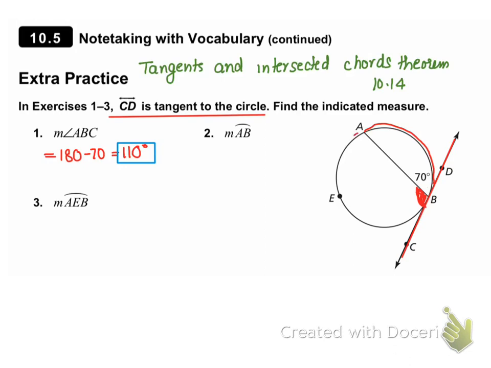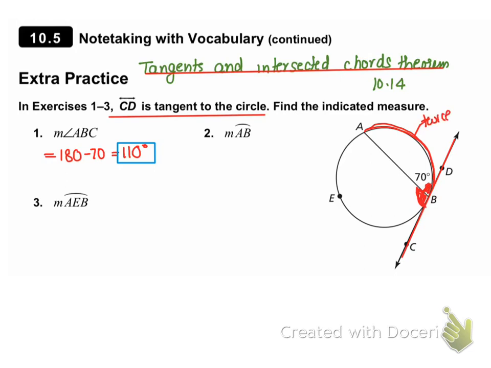Whenever they have to refer to this arc, they won't say arc AB, they will say arc AEB. Keep in mind arc AB is only this one here in this case. And we know by the tangents and intersected chords theorem that this angle is always half of this arc. So this arc is always twice this angle.